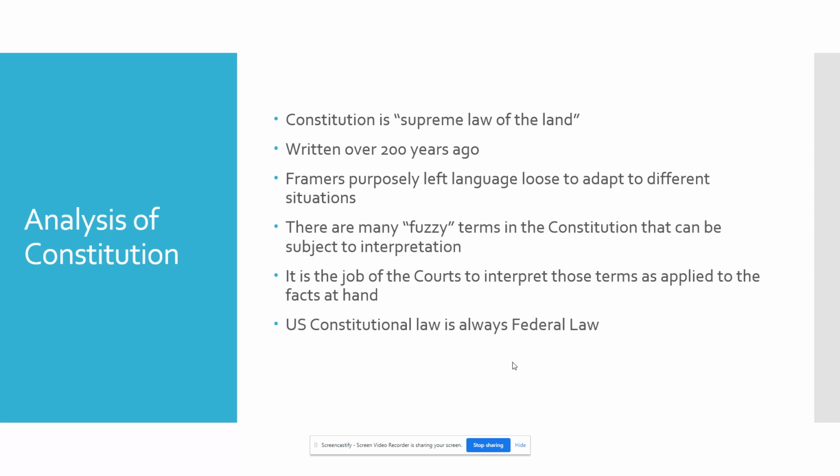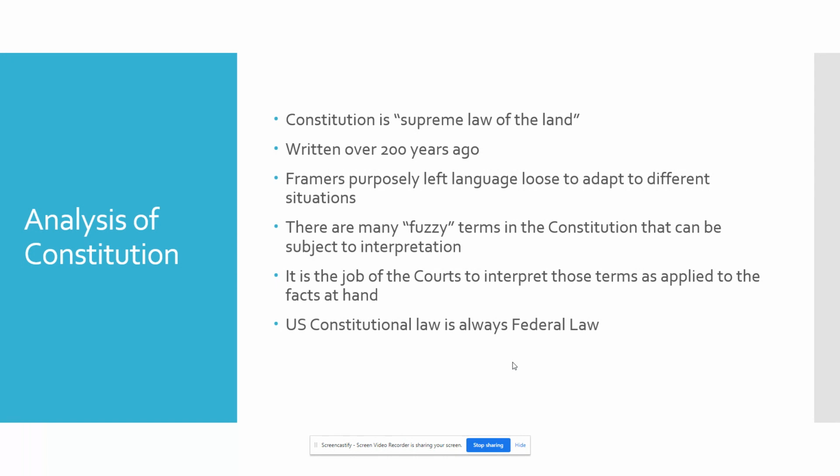So Thomas Jefferson, one of the authors of the Constitution and definitely the author of the Declaration of Independence, was like, we don't know what the future is going to be like, and our government has to be left to change. So the language in the Constitution is fuzzy, and the terms in the Constitution can be subject to interpretation. And so the courts have to interpret these terms as applied to the facts at hand.